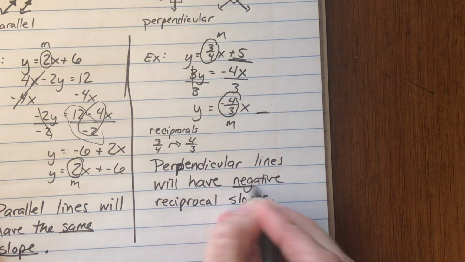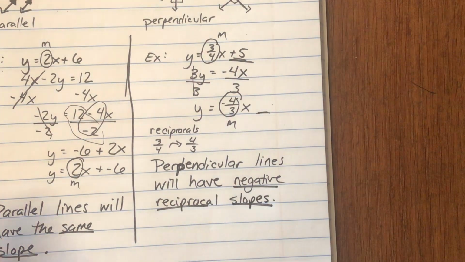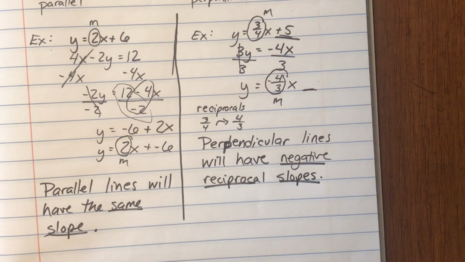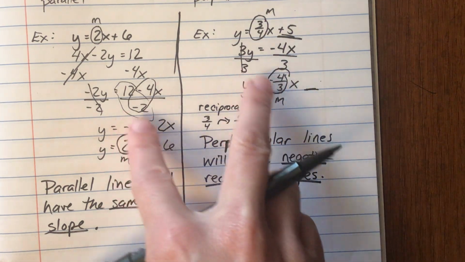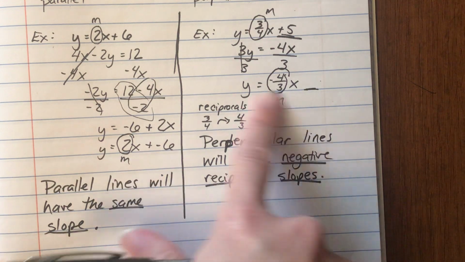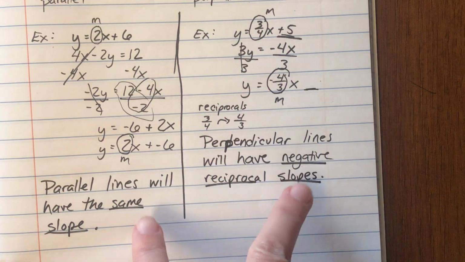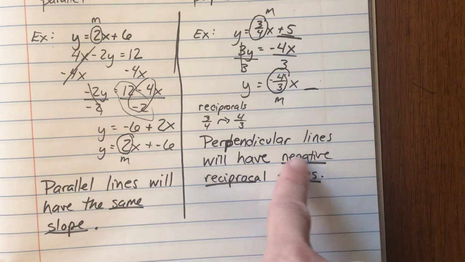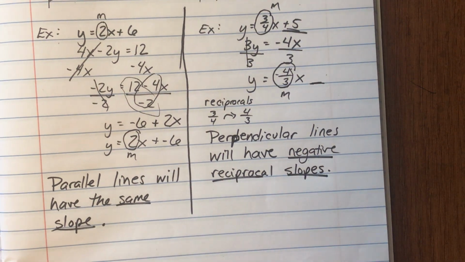Negative reciprocal slopes. And so we're going to fill in a chart, and we're going to look at some examples of that. But that's a way of telling from an equation whether two lines are parallel to each other or perpendicular to each other based on their slopes. Parallel lines will have the same slope. Perpendicular lines will have negative reciprocal slopes.